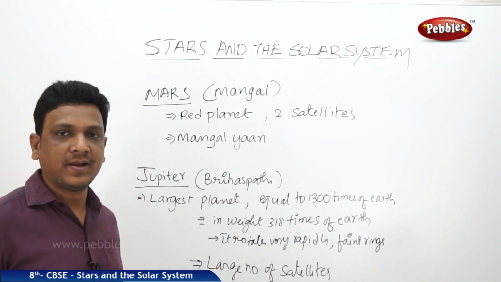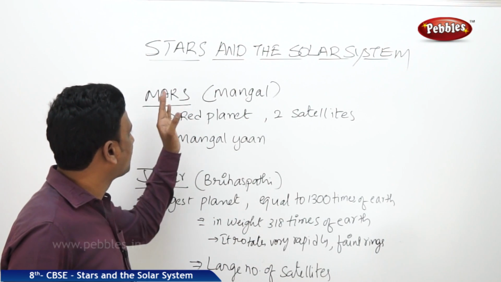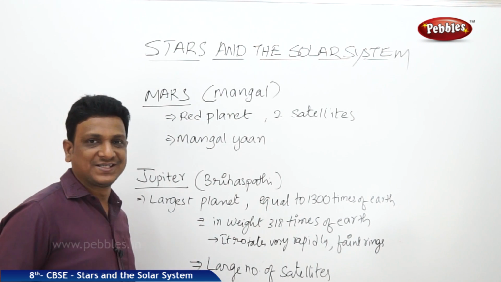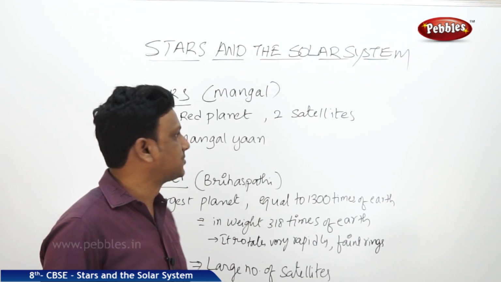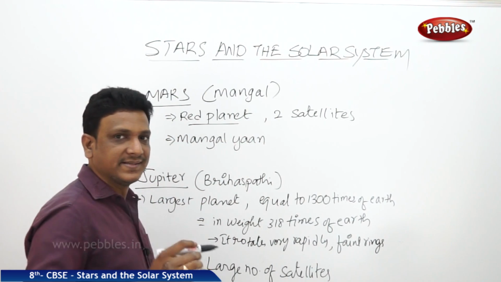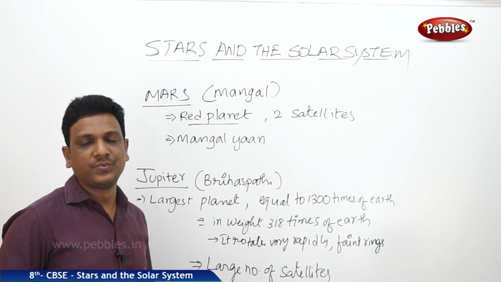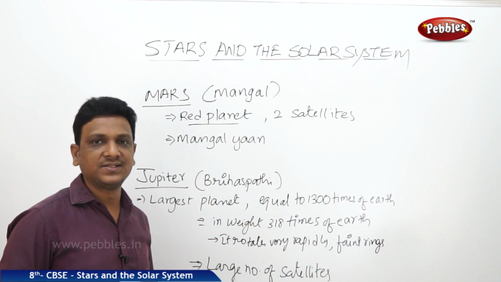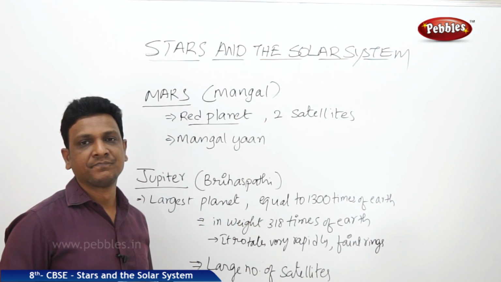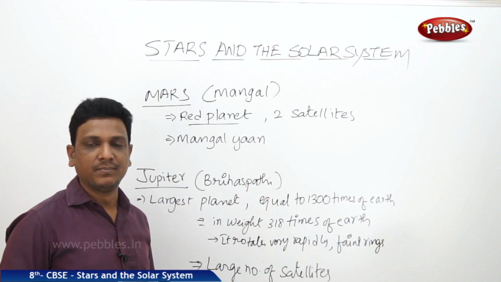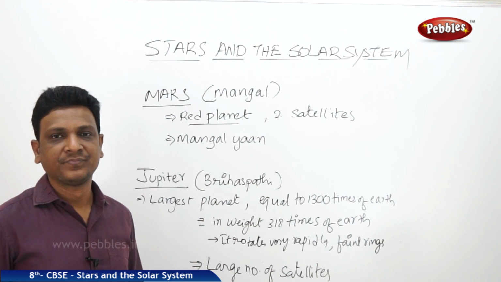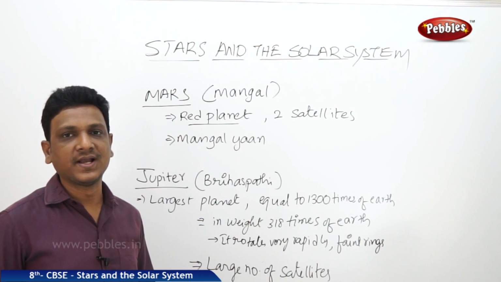Now let us see the next planet next to the Earth, that is Mars, which is called Mangal Graha. Because of its reddish appearance, it is called the red planet. It is next to the Earth. So we are very familiar with this Mars. Scientists are sending probes to Mars. Scientists are planning to send people to Mars to find out whether the conditions will support life or not. They want to check whether the life-supporting conditions are there or not.